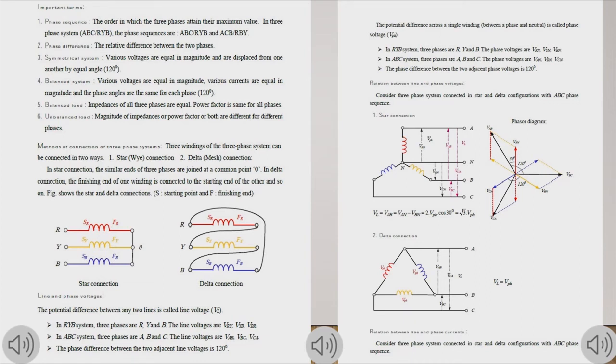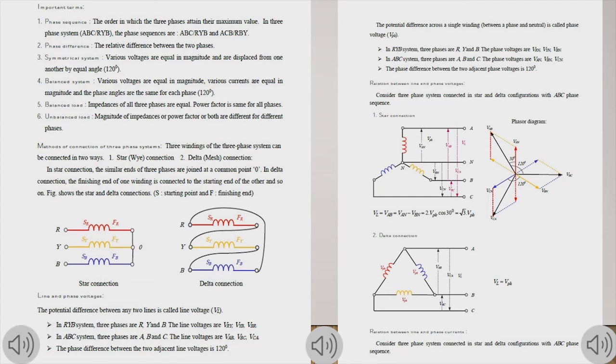Methods of connection of three-phase systems. Three windings of the three-phase system can be connected in two ways: 1. Star or Y connection. 2. Delta or mesh connection. In a star connection, the similar ends of the three phases are joined at a common point O. In a delta connection, the finishing end of one winding is connected to the starting end of the other, and so on. The figure shows the star and the delta connections. S is the starting point and F the finishing end.